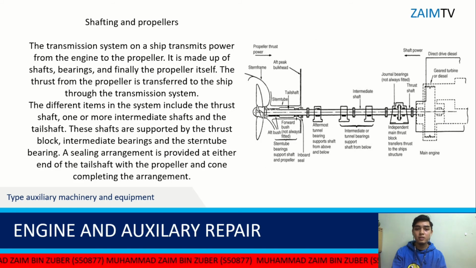The second type is shafting and propellers. The transmission system on a ship transmits power from the engine to the propeller. It is made up of shaft, bearing, and finally the propeller itself. The thrust from the propeller is transferred to the ship through the transmission system. The different items in the system include the thrust shaft, one or more intermediate shafts, and the tail shaft. These shafts are supported by the thrust block, intermediate bearing, and the stern tube bearing. A sealing arrangement is provided at either end of the tail shaft, with the propeller completing the arrangement.